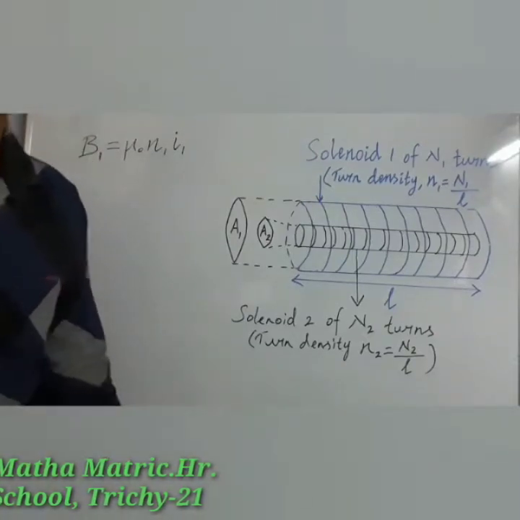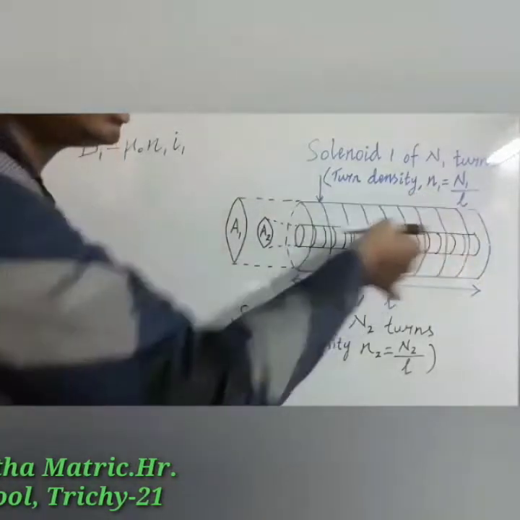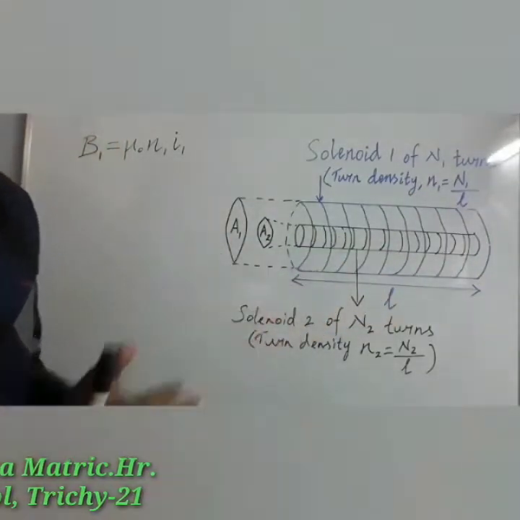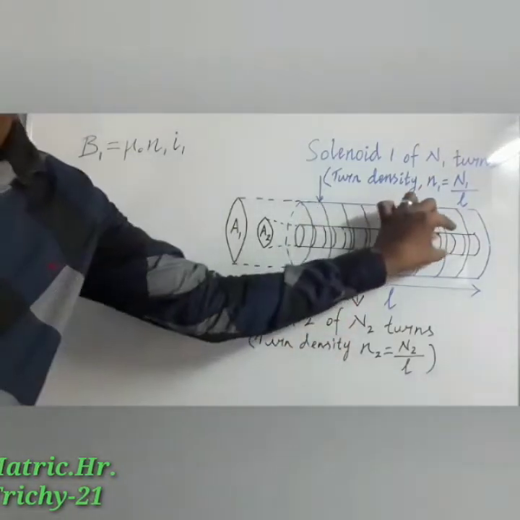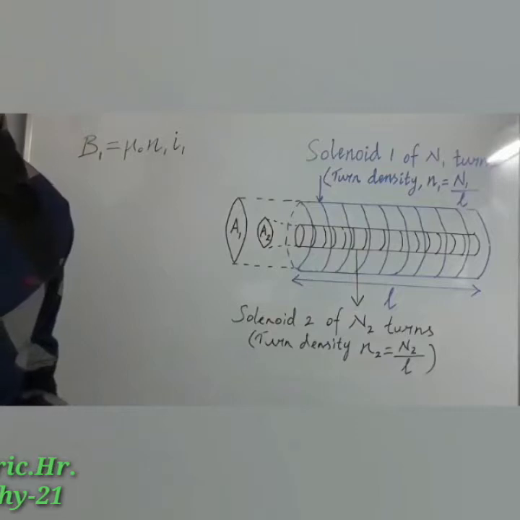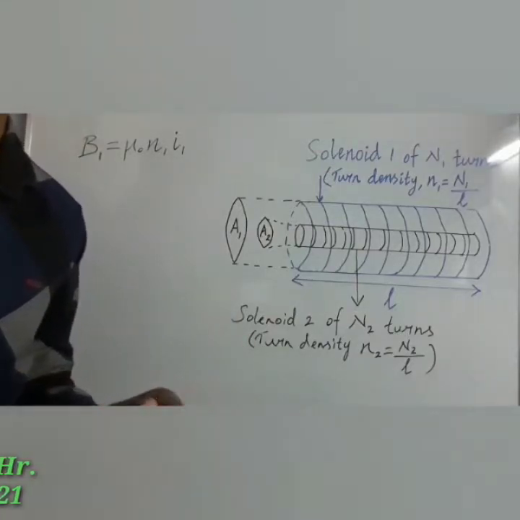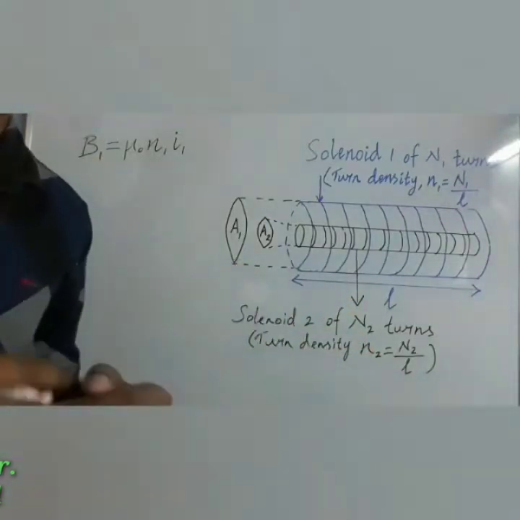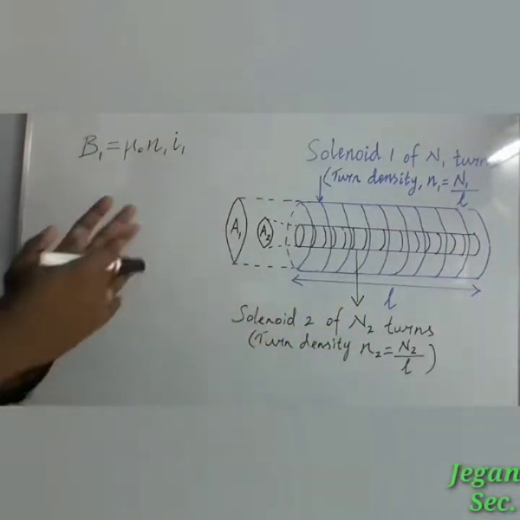We know that the magnetic field lines produced within a solenoid are parallel to each other and uniform. Some of the field lines are going to pass through the area of the second solenoid. We know that the number of field lines passing through a particular area is known as magnetic flux. For your understanding, I am going to draw the outline.